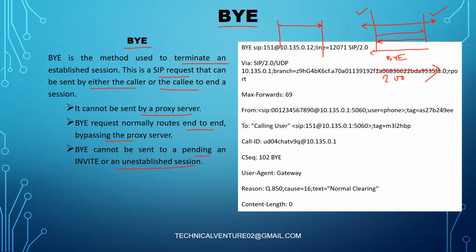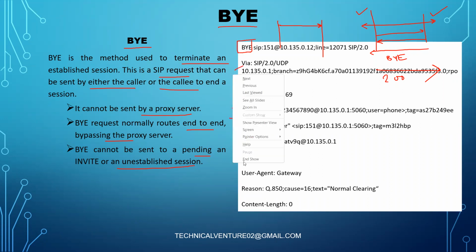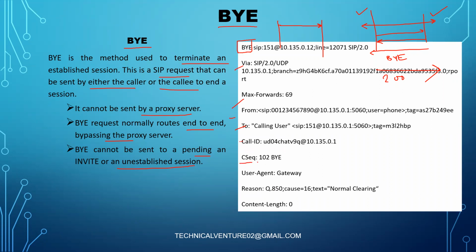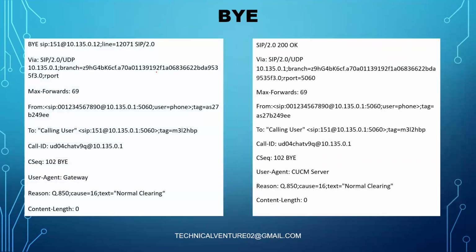Now here you can see the BYE message. Here it is written as BYE, same way as in the INVITE. And then these are the headers: Via, Max-Forwards, From, To, Call-ID, CSeq. Now you can see under this CSeq, this is different. Now it says 102 BYE. Under the INVITE, it was 101 INVITE.